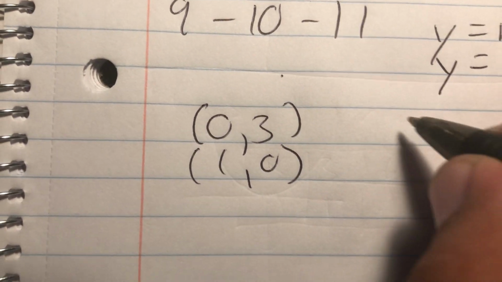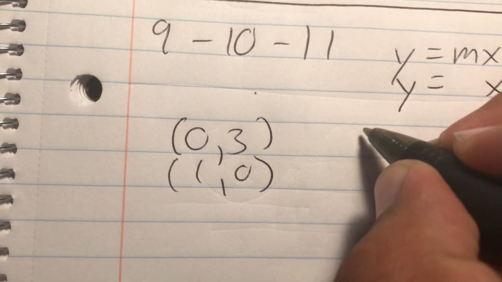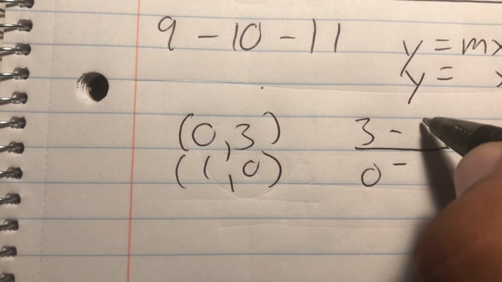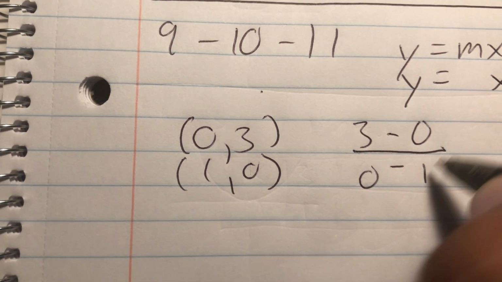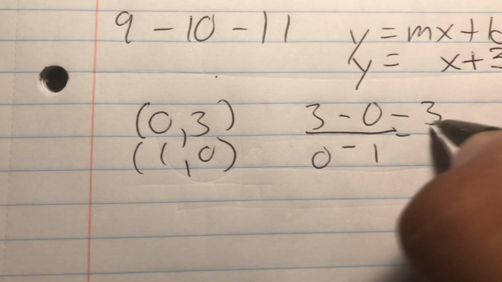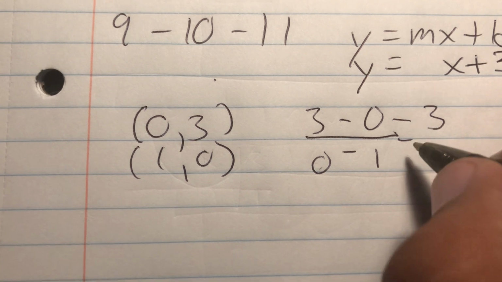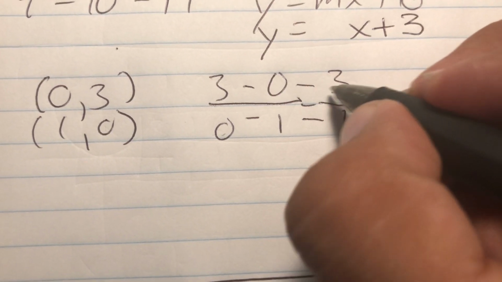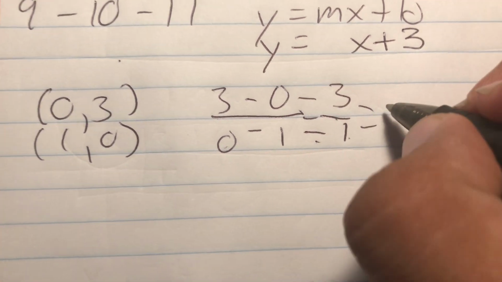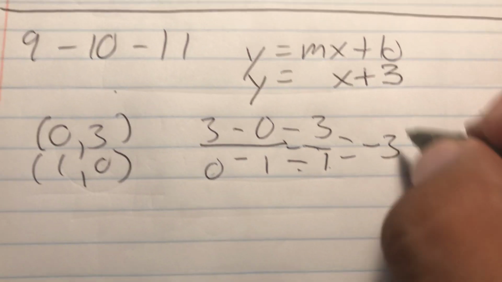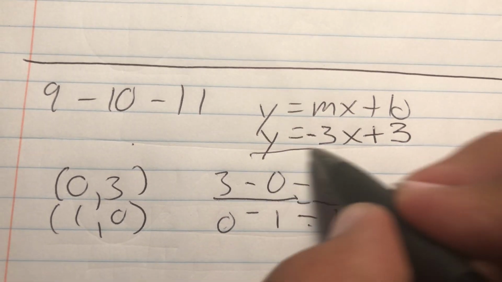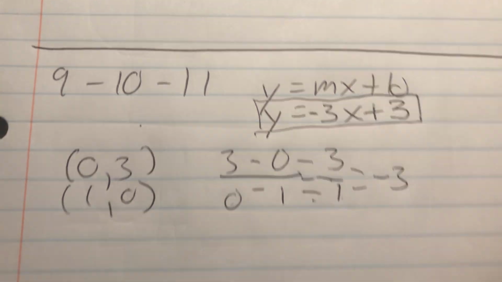So that's easy. Here's the equation. So let's do 3, 0, and 0, 1. So 3 minus 0 is 3. 0 minus 1 is negative 1. So 3 divided by negative 1 equals negative 3. And there's our slope. So that goes right here. And we are done.